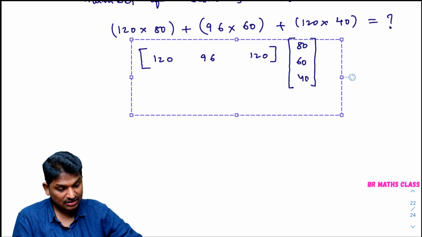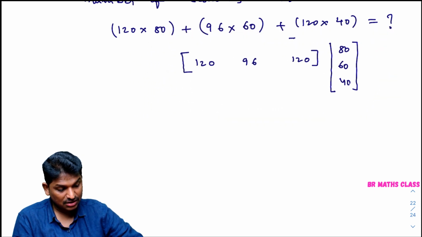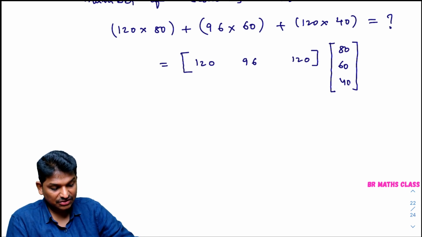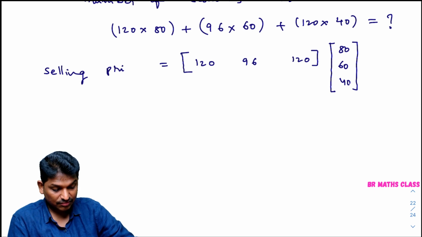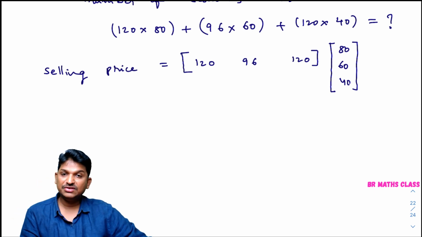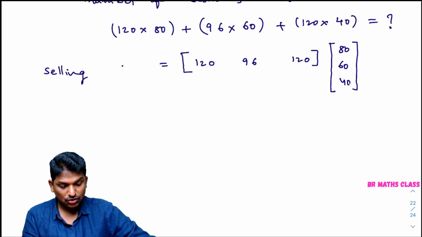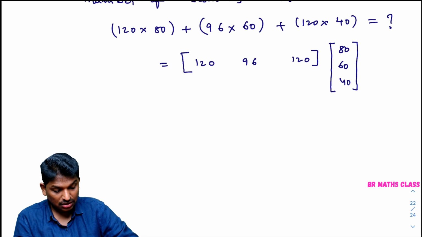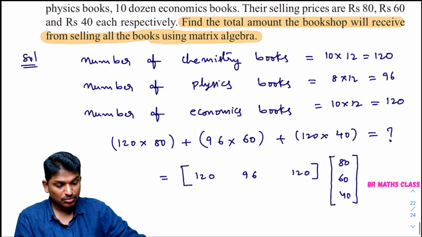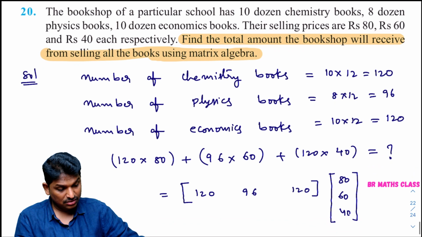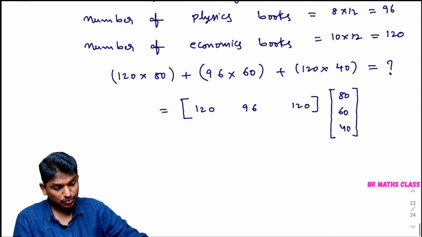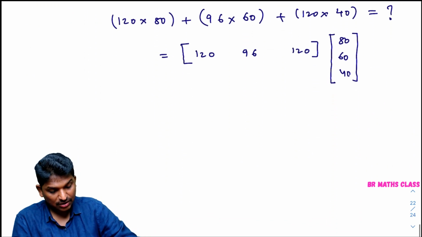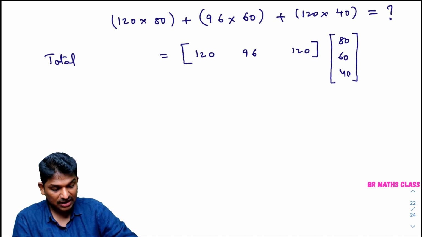If I multiply these two, what will you get? You will get the selling price, the total amount received by the bookshop, right? Total amount the bookshop will receive. I'll write simply total amount.